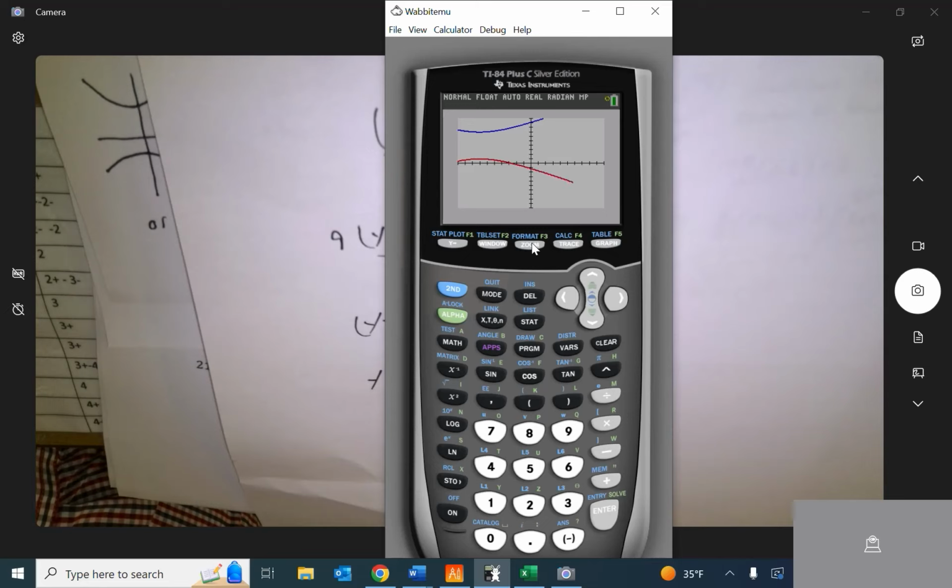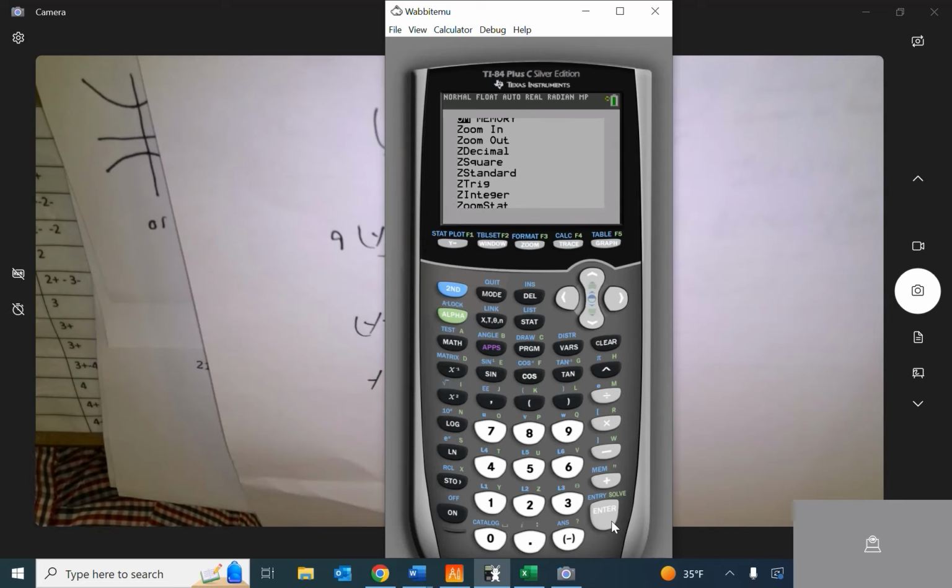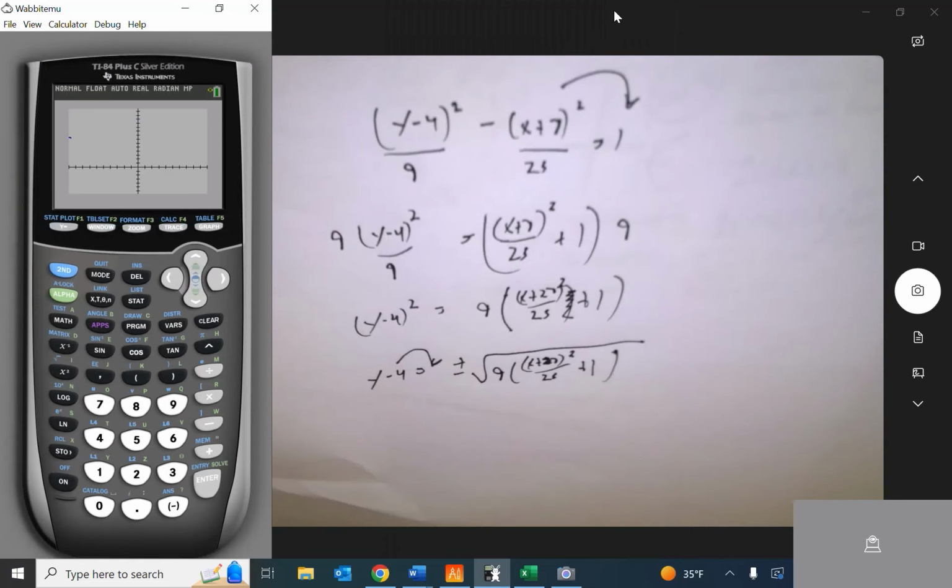I wonder what a zoom fit looks like. Not something I do too often. There we go. Doesn't look any different than a zoom 6. That was pretty lame. That was a waste of my life.